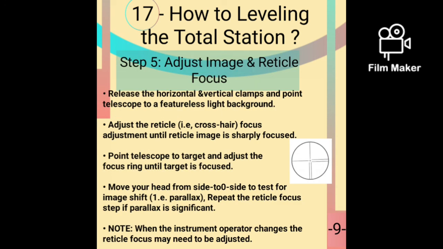Step 5. Adjust image and reticle focus. Release the horizontal and vertical clamps and point the telescope to a featureless light background. Adjust the reticle crosshair focus adjustment until the reticle image is sharply focused. Point the telescope to the target and adjust the focus ring until the target is focused. Move your head from side to side to test for image shift, parallax. Repeat the reticle focus step if parallax is significant. Note: when the instrument operator changes, the reticle focus may need to be adjusted.